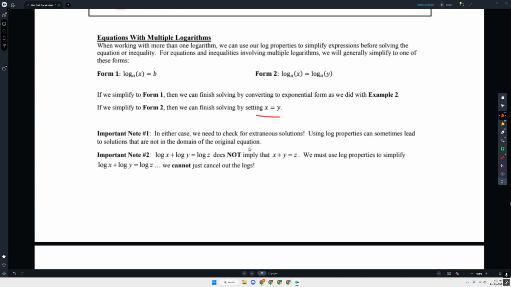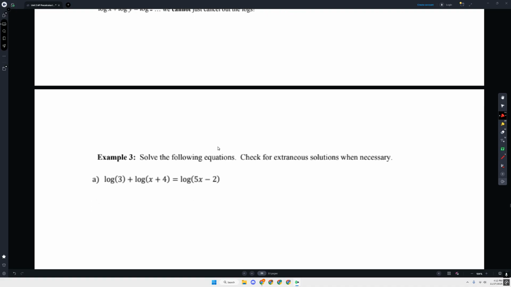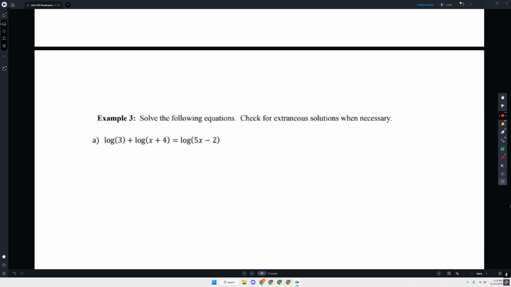And for example, if it says log x of y equals z, it does not mean x plus y equals z. It means x times y is equal to z. And we need to check for extraneous solutions always. So we have to always plug in numbers at the end of our solutions to check for solutions that actually aren't solutions. So let's try with this one. So I'll give like a minute or two for this.